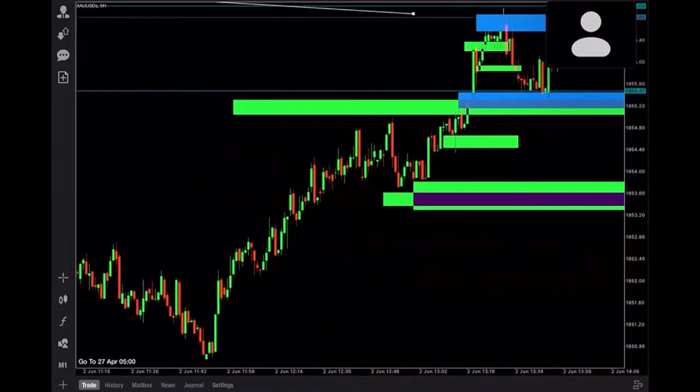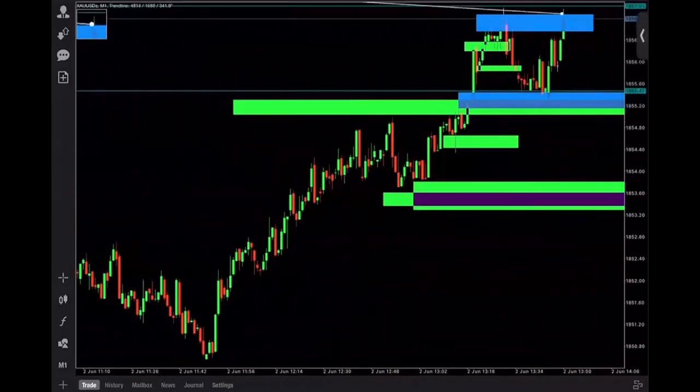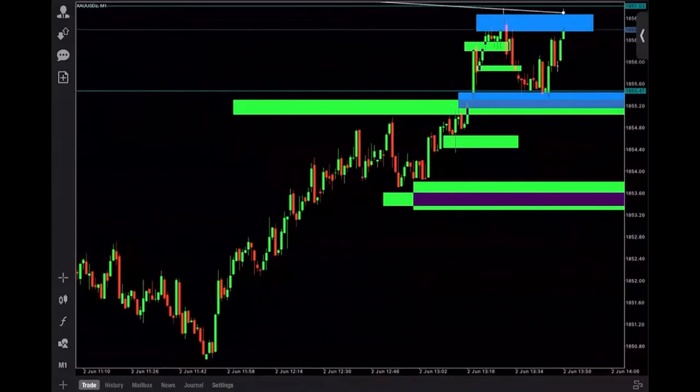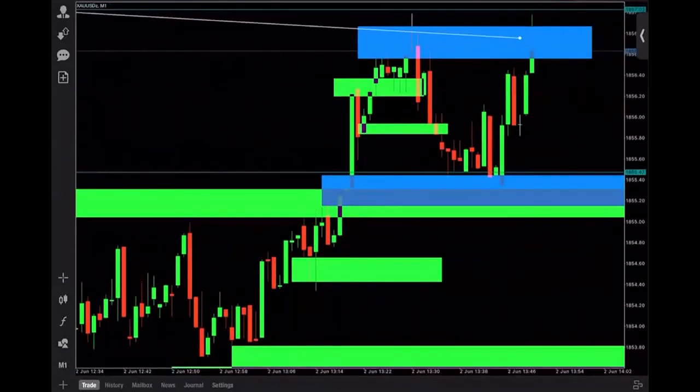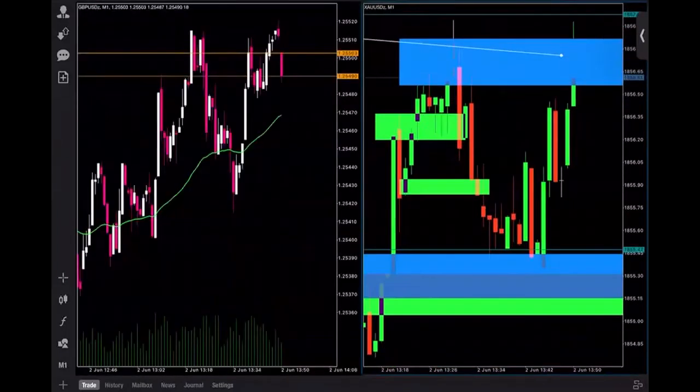See, right now it's coming back again. If it breaks this one, like just now when we were discussing earlier, it will have a big push up. So let's just wait a few minutes and see, because H1 is opening.